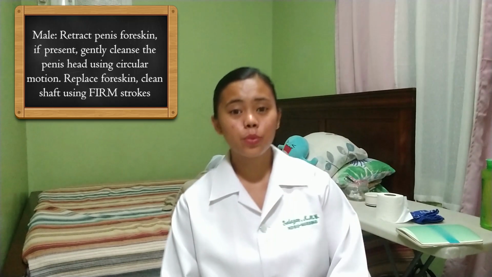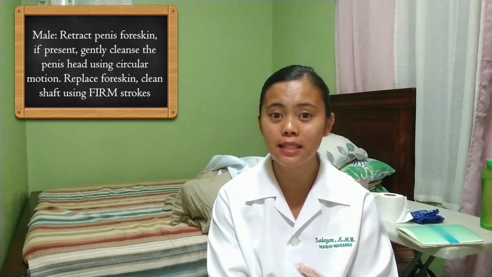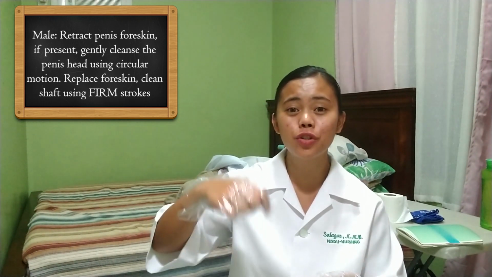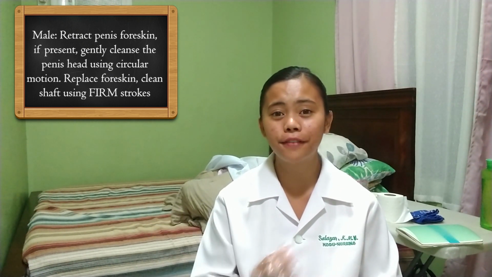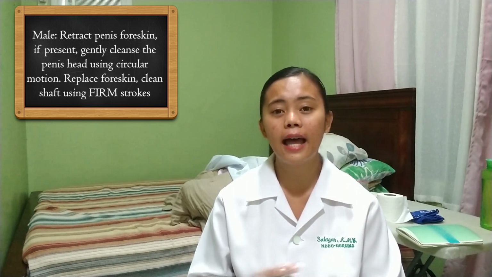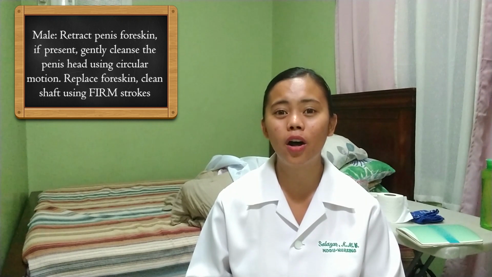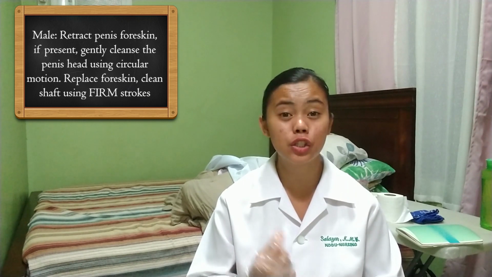For our male clients, we have to remember to retract the skin or the foreskin of the penis if uncircumcised. Then we have to clean it using circular motion from inside to outside. Replace back the foreskin and thoroughly cleanse the shaft of the patient, including the scrotum. The scrotum, we have to handle it with care because it is very sensitive. Retracting the foreskin of the penis will actually allow thorough cleansing of the head of the penis, and replacing back the foreskin will prevent the edema of the penis. Using long and gentle strokes when wiping or cleansing the patient's shaft is necessary to avoid erection.